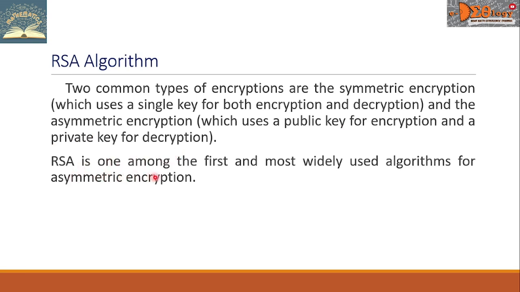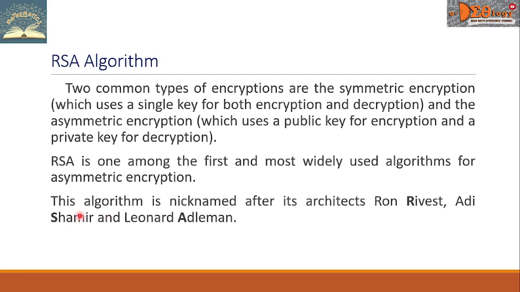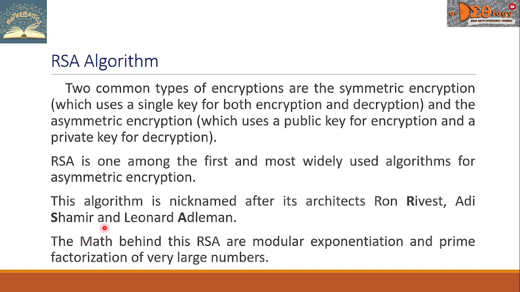RSA is one among the first and most widely used algorithms for asymmetric encryption. This algorithm is named after its architects, Ron Rivest, Adi Shamir, and Leonard Adleman. The math behind RSA are modular exponentiation and prime factorization of very large numbers.